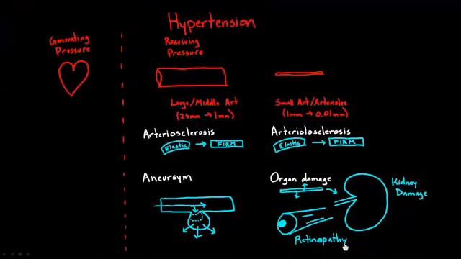You can have aneurysms, arteriosclerosis, or arteriolosclerosis, and these are all related to the fact that the blood vessels are breaking or they're becoming more firm, and this is all on the side of receiving pressure.